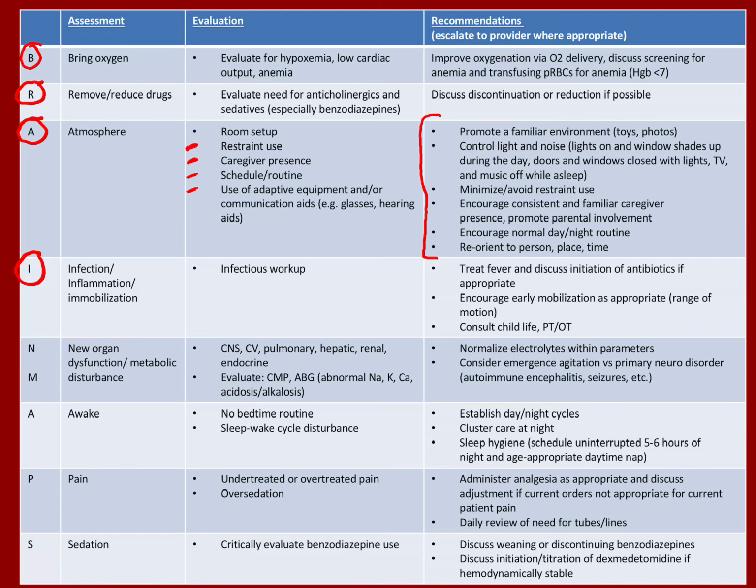Next, I stands for infection, inflammation, and immobilization. We know from several studies that there is an infectious or inflammatory hypothesis for the development of delirium. And so any infectious or inflammatory state may precipitate new onset of delirium. When a patient becomes delirious, it is always appropriate to pursue an infectious workup. Next steps would be treating fever and initiating antibiotics if appropriate, as this may severely help the development of delirium.